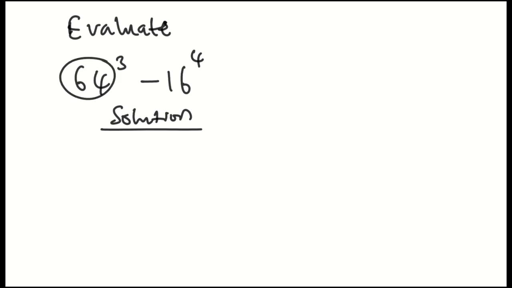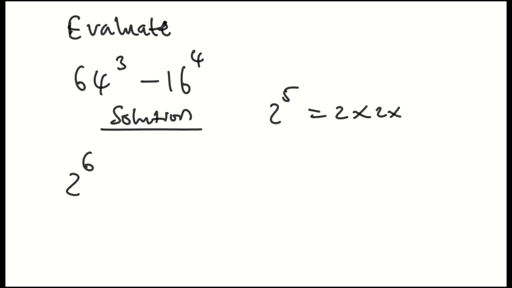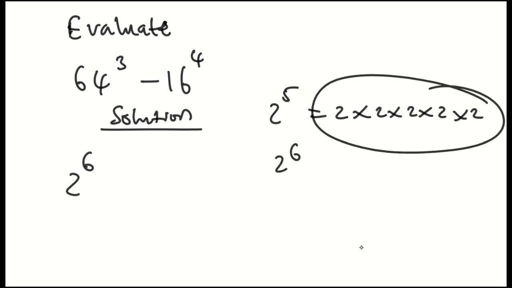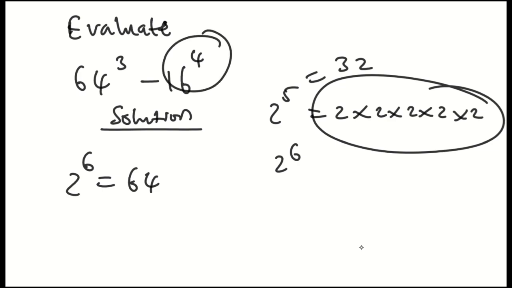I'm going to write 64 as 2 raised to the power of 6. Yes, because 2 raised to the power of 6 is what? 64. In case you don't know, 2 raised to the power of 5 means 2 times 2 times 2 times 2 times 2. 1, 2, 3, 4, 5. Then 2 raised to the power of 6 would be 6 of this, right? So when you multiply 2 by itself 6 times, you get what? 64. Because 2 raised to the power of 5 is 32.